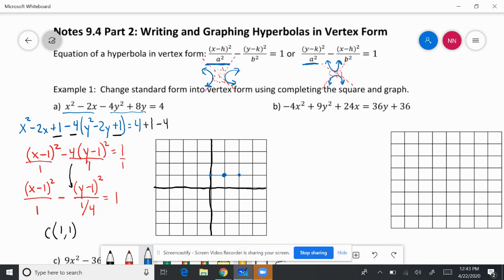And the square root of 1/4 is a half. So we're going to go up a half and down. Now what we're going to do is we're going to put an imaginary box. And this right here is to help guide what the asymptotes look like. We're going to take the center and we're going to draw an asymptote from the center to the corner. And that right there is one asymptote. And do that for each of the corners.